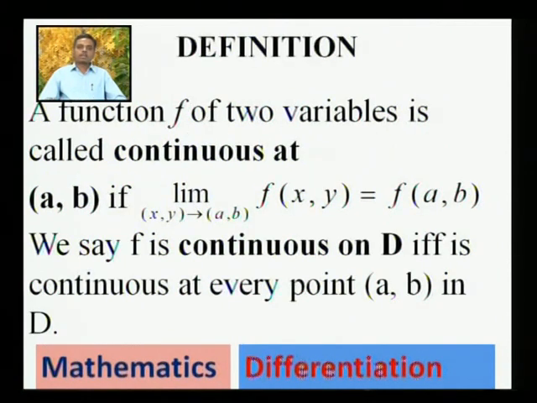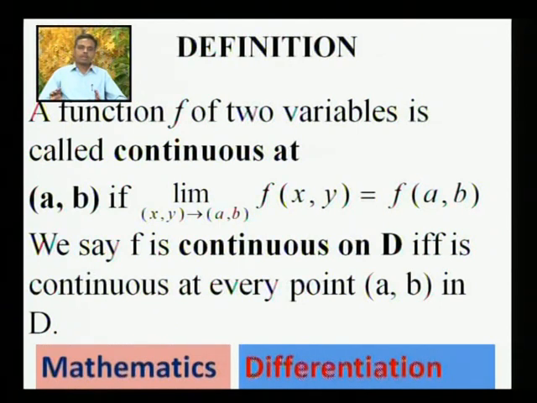Now, let us define a function f of two variables as continuous at a particular point (a, b) if the limit of f of x, y as (x, y) tends to (a, b) is equal to f of (a, b). Now you can just recall the definition of continuity for one variable.